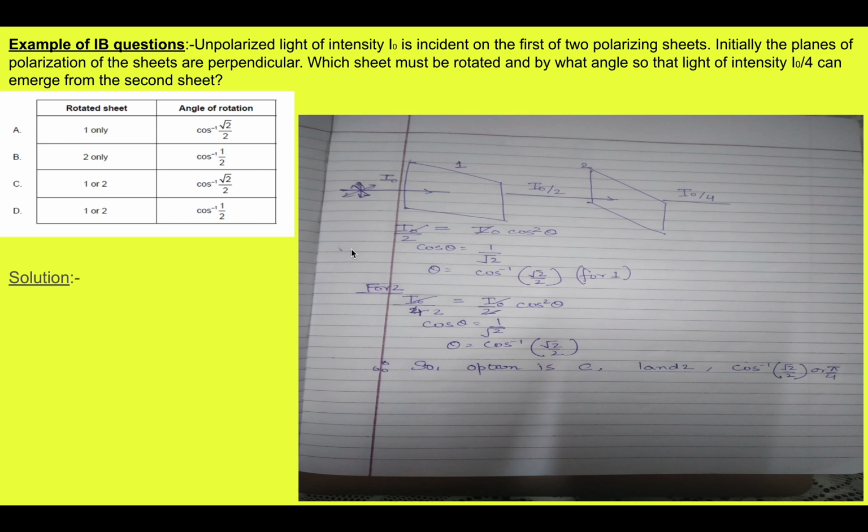when the light passes through the second sheet. So by applying Malus law, I naught over 4 equals I naught over 2 cos squared theta. Cos squared theta becomes 1 over 2, so cos theta is 1 over root 2, which is root 2 over 2. So theta equals cos inverse of root 2 over 2. From this solution we can see that option C is correct, because 1 and 2 have the same angle. So C is the correct option.